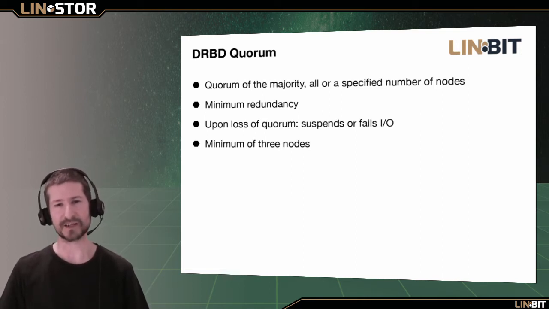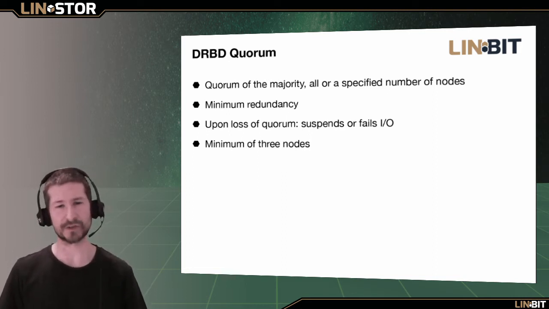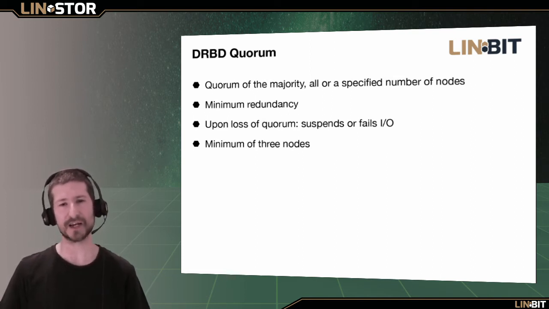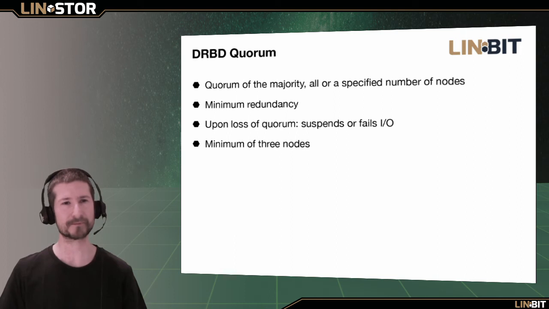Obviously, you can't do less than or equal to 50% because then quorum wouldn't make any sense. And minimum redundancy is where you can specify a number of disks that must be online to achieve quorum majority. So a certain number of disks need to be actually writable, even if a number of nodes are online, for quorum majority to be achieved.